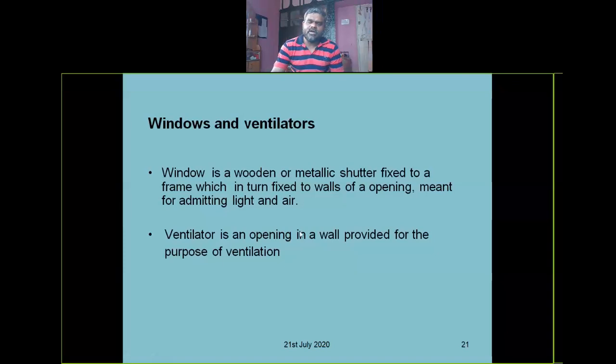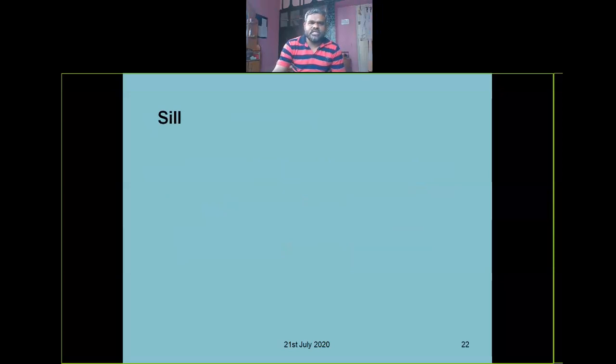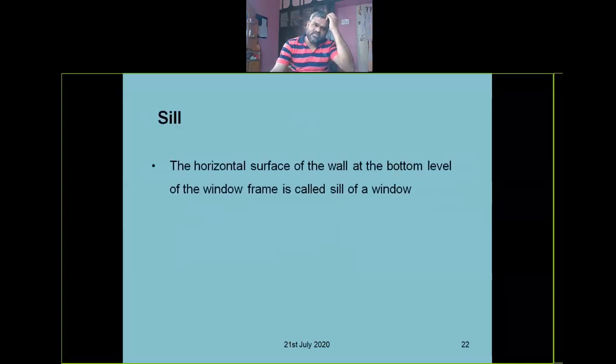Ventilators are provided above window levels, and the window top level should match the door top level. Then windows of different sizes can be fixed, right? Next is the sill, which is a must. Why is a sill a must? To protect the horizontal, bottom portion of the window wall. You can say a window is constructed in the wall.